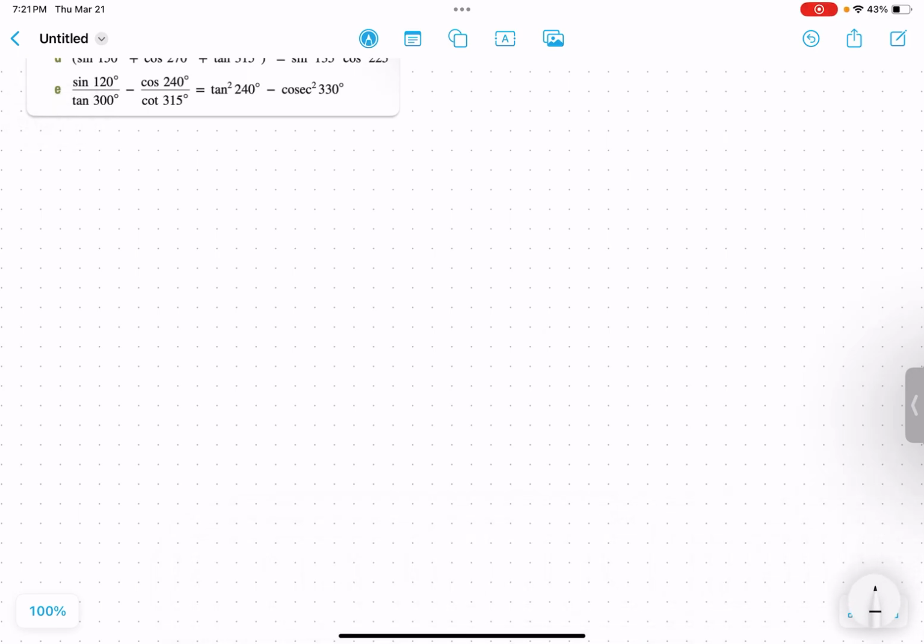Right, left-hand side, let's do E. So 120 is second quadrant, positive for sine. So this is the same as sine 60. All right, tan 300, fourth quadrant. We'll just go all stations to central, so it's negative. So it's a negative tan, and it's 60 as well.